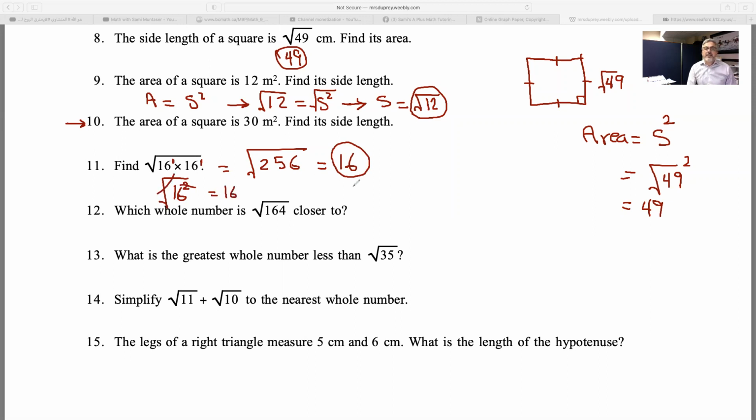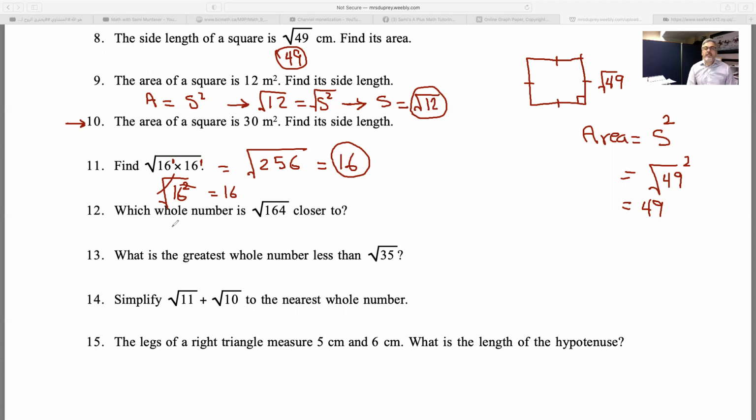But regardless, if you want to challenge yourself, you could look at it this way, but you could just do this, and you should know your perfect squares, kind of memorize them. And square root of 256 is 16.